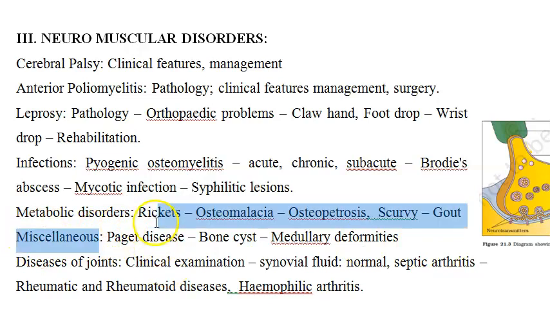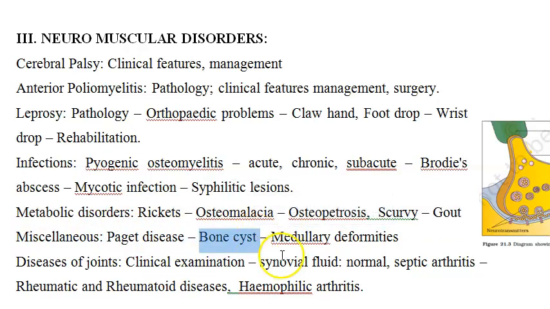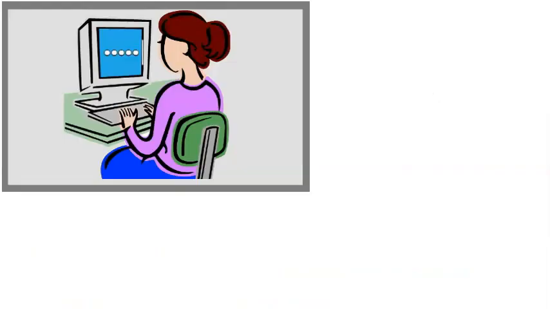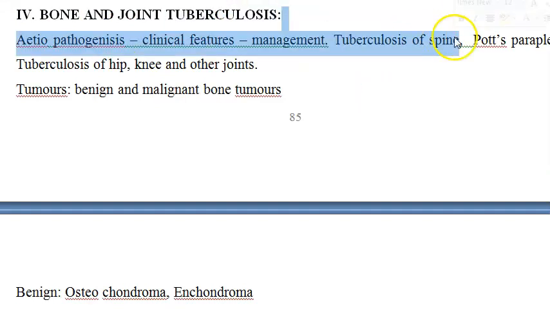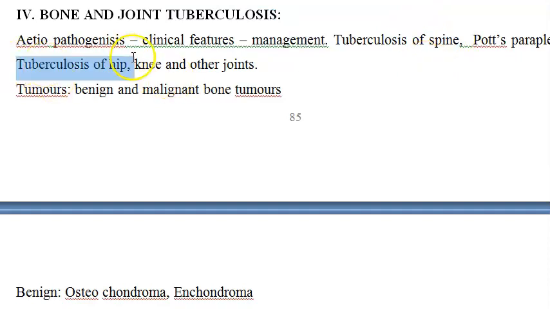Miscellaneous, you should know Paget's disease of bone, bone cyst, medullary deformities, diseases of joints, synovial fluid has some problems, septic arthritis, rheumatoid diseases, hemophilic arthritis. Wow, hemophilic arthritis. We are almost at the end, guys. No need to worry. Bone and joint tuberculosis. Tuberculosis gets a whole complete attention. Tuberculosis of spine, Pott's paraplegia, tuberculosis of hip, knee, other joints.